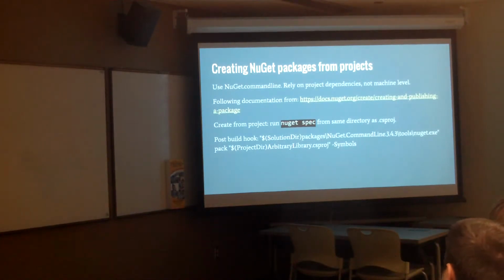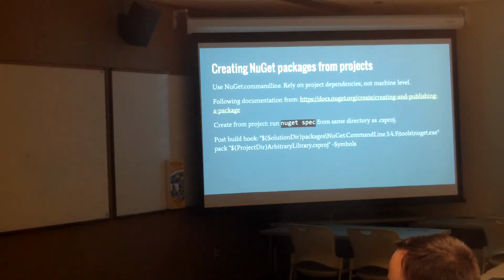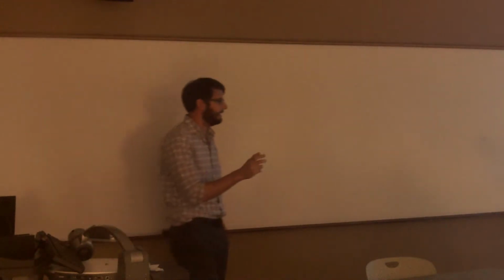And then to build it, we just put on the post-build hook. As you can see there, if you have NuGet command line, you can just pop it in there. You say nuget.exe; pack is the command to actually pack the NuGet package. And then you just give it the project file. We'll look at what the symbols does here in a second. So let's actually create a class library and create a nuspec file.